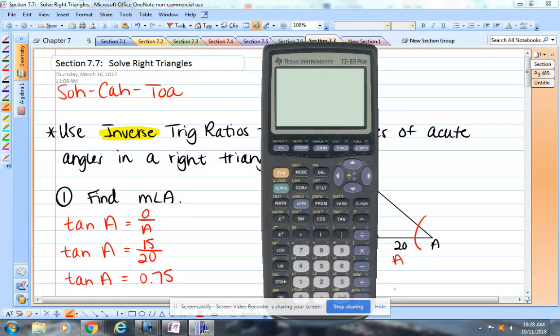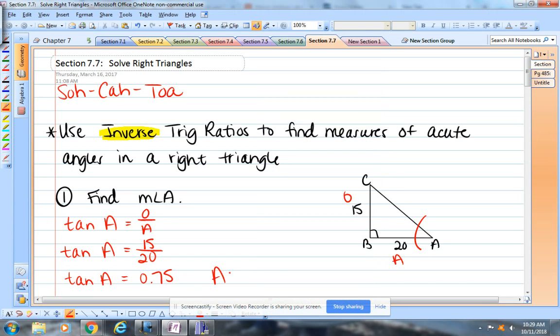So you're going to hit second tangent. Second puts the inverse with it. And then you're going to do your decimal, 0.75. Close your parentheses and hit enter. And that's your degree measure. And we can round that to 1 decimal place, 36.9 degrees. So A is approximately 36.9 degrees.